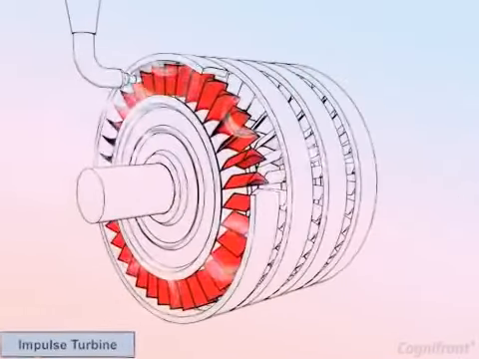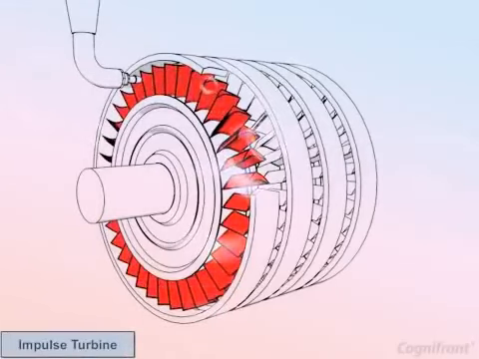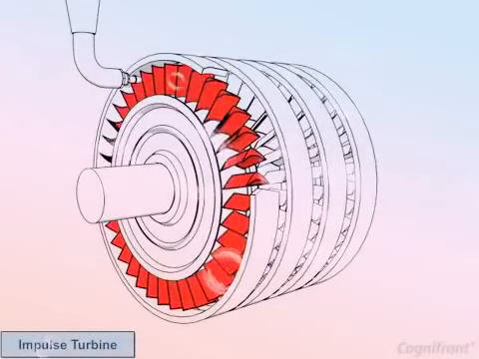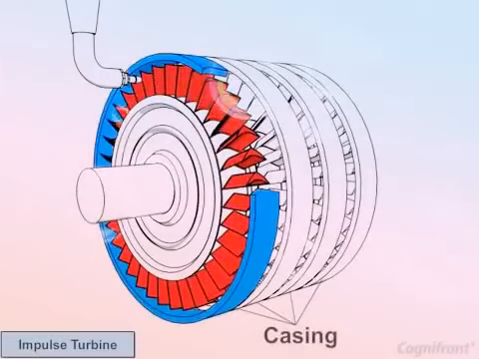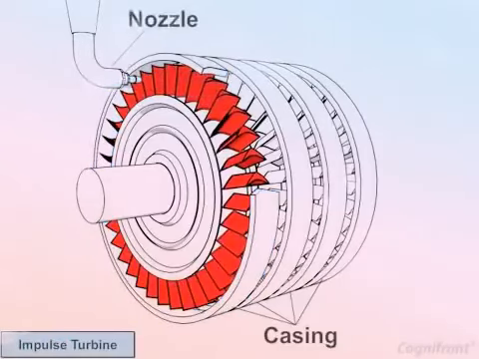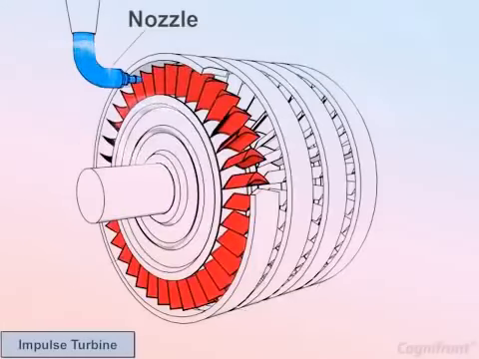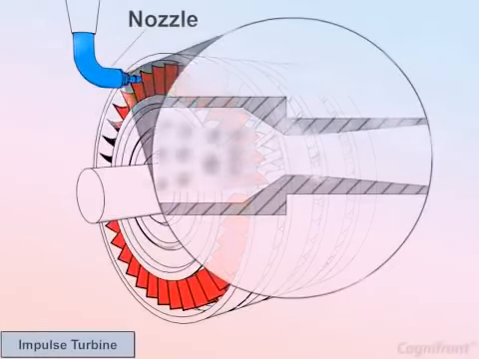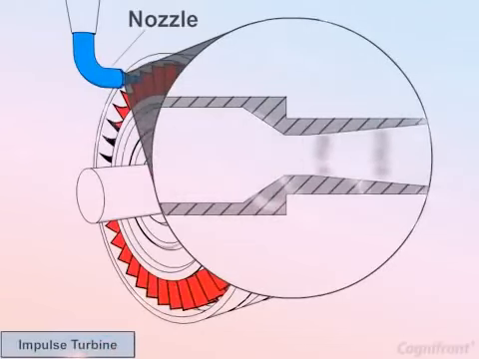Let us focus on the working of an impulse turbine. Observe the diagram. Here, the impulse turbine is made up of casing, nozzle, and runner with blades. Working of a nozzle. Nozzle regulates the steam flow and guides the steam to flow at appropriate velocity.